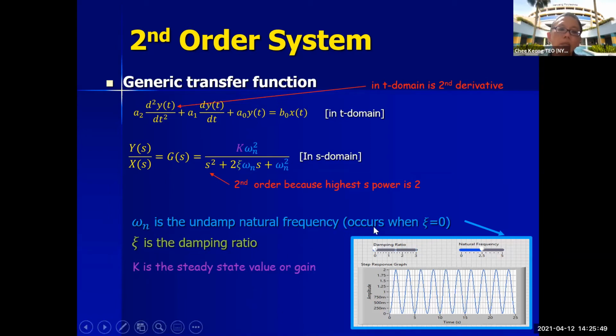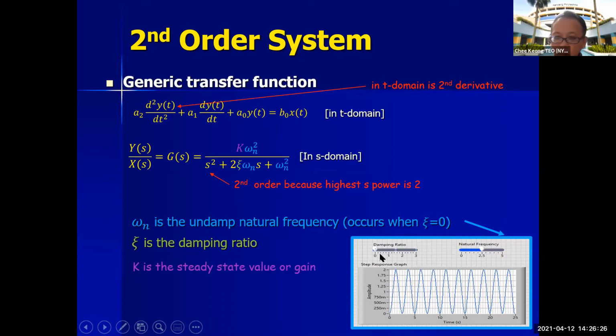Now, omega n is the undamped natural frequency, and it occurs when the damping ratio equals 0. When the damping ratio equals 0, you can view the damping ratio as a brake to the oscillation, right? It's like a resistance to oscillation. When you have a damping ratio equal to 0, it means that the resistance to oscillation is basically 0. So there's no resistance to oscillation. So basically, the whole transfer function, which is a negative feedback, will start to oscillate like crazy, right? So it's an entirely oscillating function.